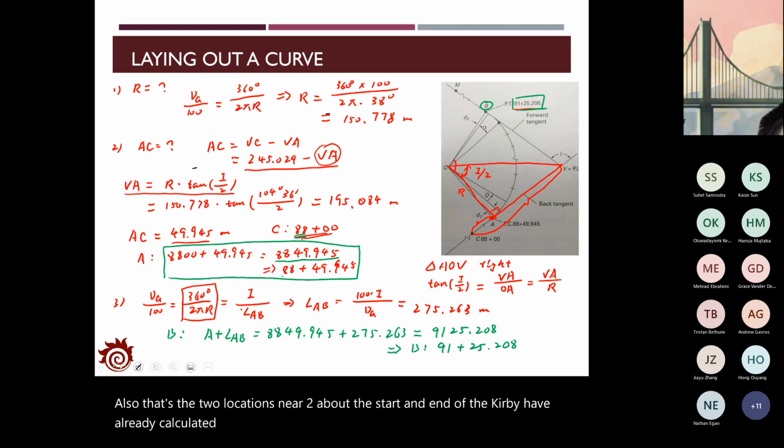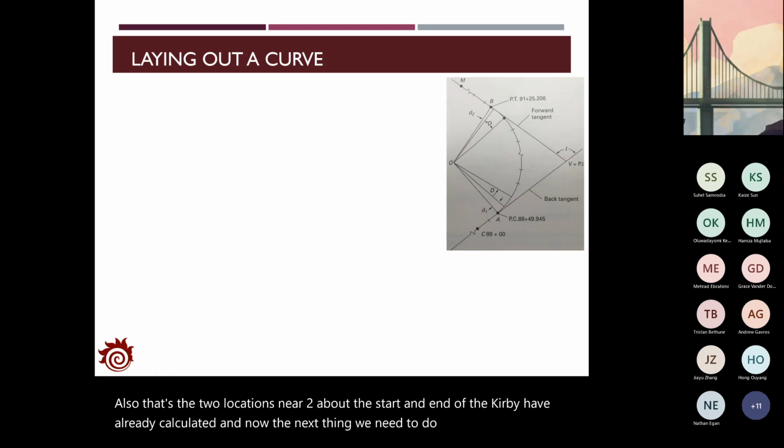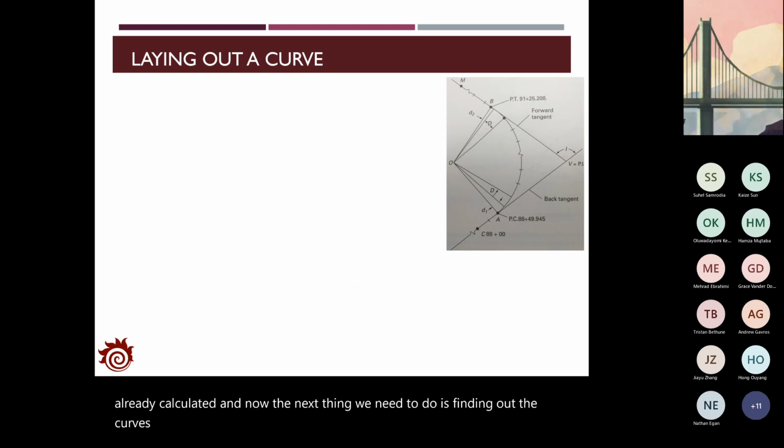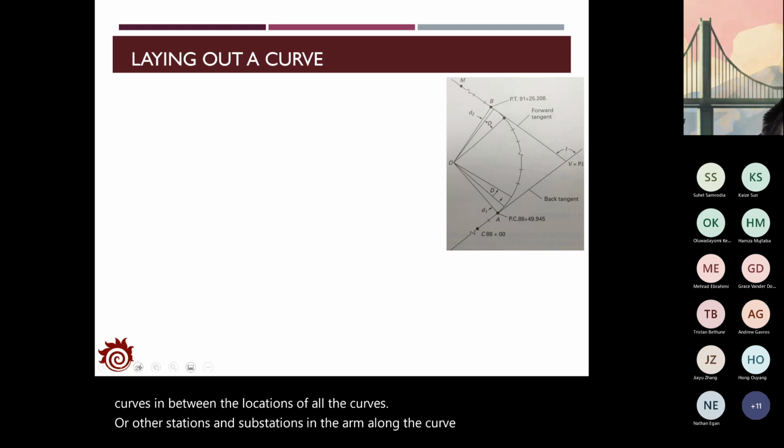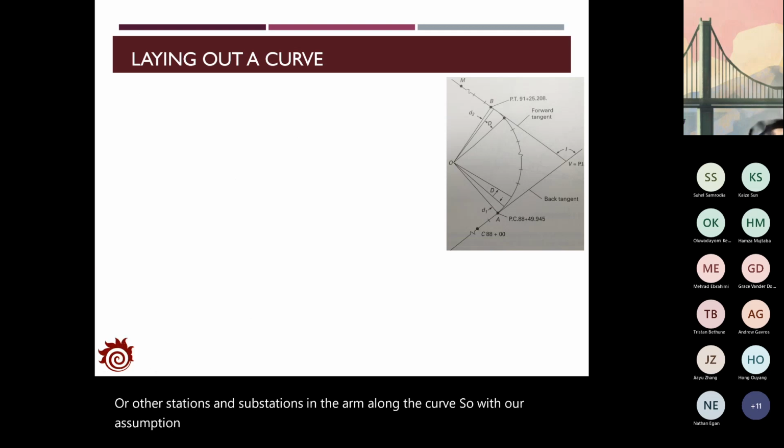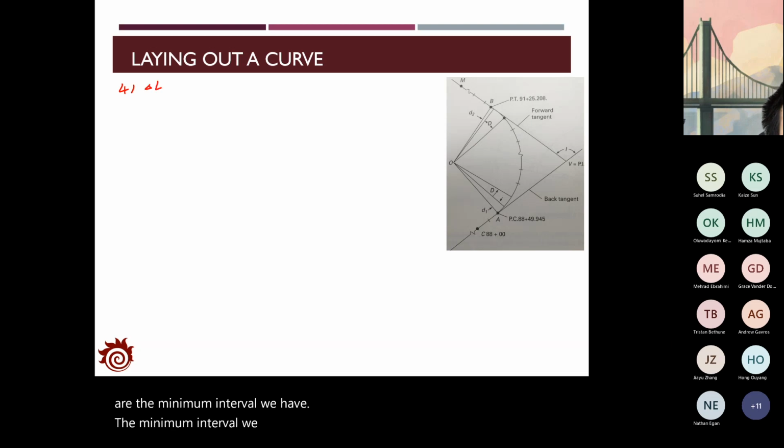And now the next thing we need to do is find the locations of all the stations and substations along the curve. So with our assumption, we want to find all the stations and substations, and the minimum interval we're going to use is delta L equal to 20 meters. That's the interval for each substation.